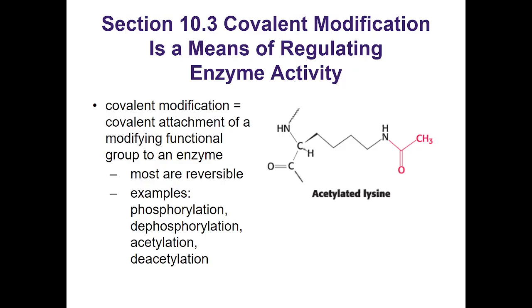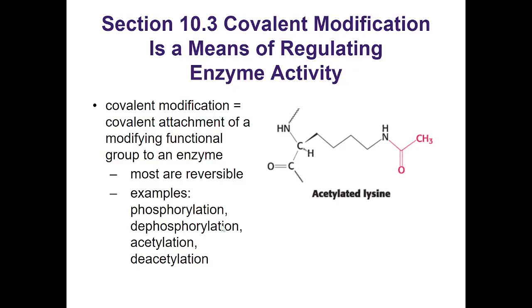Okay, so the covalent modification, again, this is going to be regulating your enzyme activity. We've already kind of talked about this, but covalent modification is going to be covalent attachment of a modifying functional group to an enzyme. In this case, we see an example of that. Most of these are reversible in terms of we have an enzyme, it will reverse that reaction at some point, okay? And that's because we don't want to have to scrap and remake our enzymes every time, right?